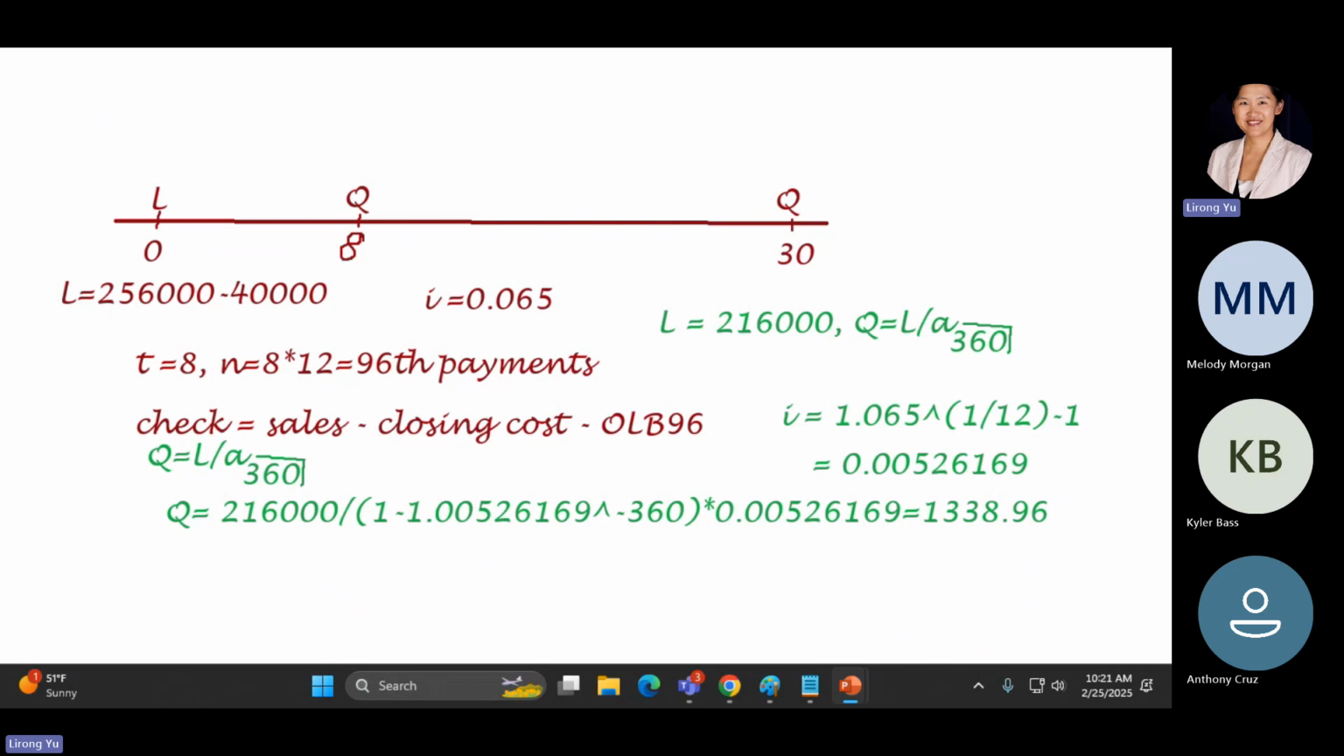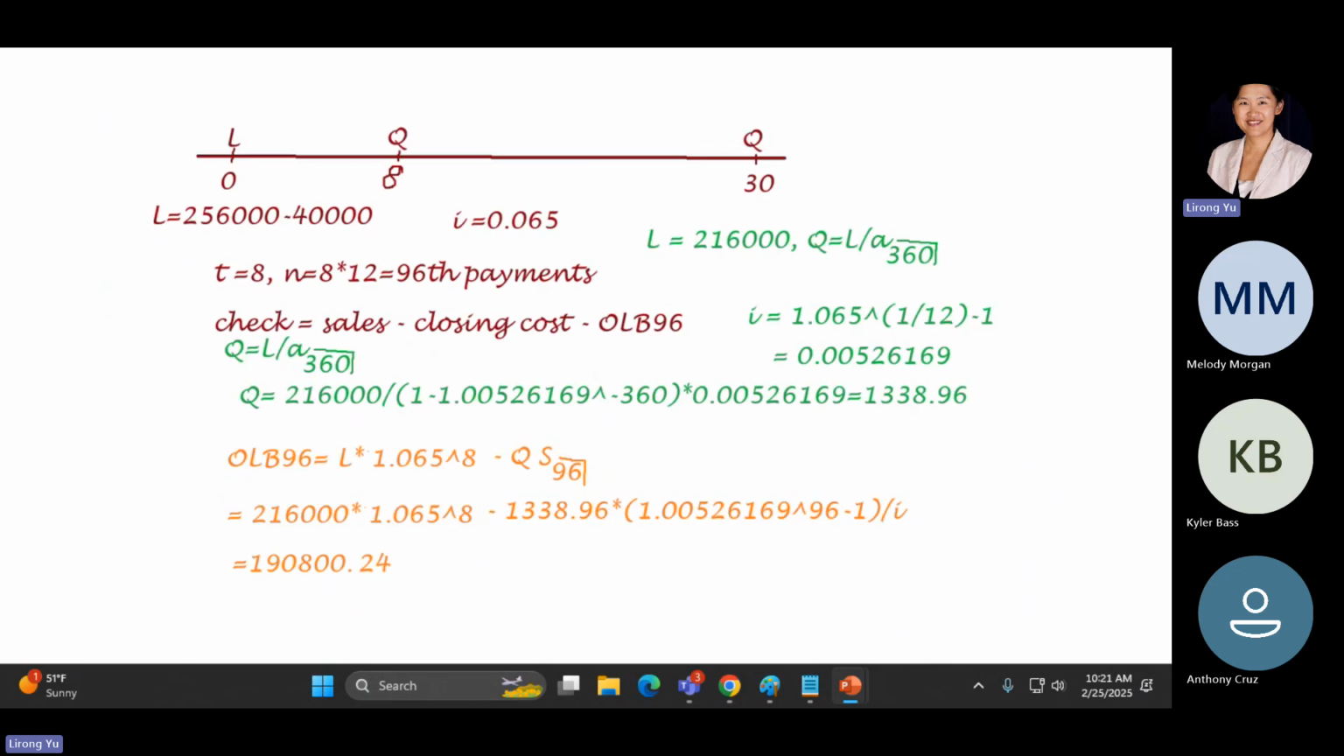Now, why do we have to know the Q? Because we need to find out the balance. And here is my calculation for the Q, which ended up being 1,338.96. We have to round it to 2 decimal places for their payment. Now we need to know the Q because we need to calculate the outstanding loan balance. In this case, we have the original loan amount, so maybe the retrospective way is better for the outstanding loan balance calculation. So here we are.